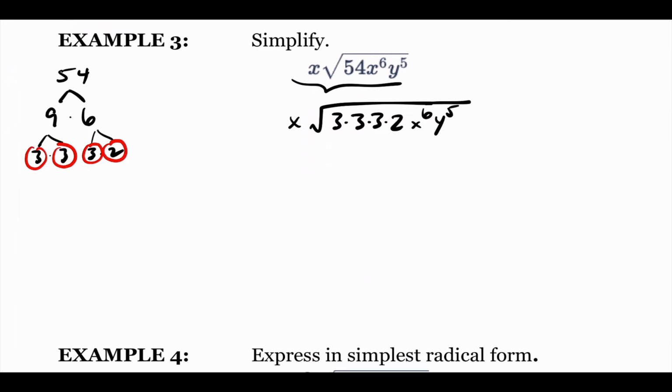Okay. Look for pairs. This one's pairs again. There's nothing there, so it's a square root. So I'm looking for pairs. I got a pair of 3's here, and that's about it. So I have 3x on front. Then I have 6, right? 3 times 2. Then I have x to the 6th and y to the 5th.